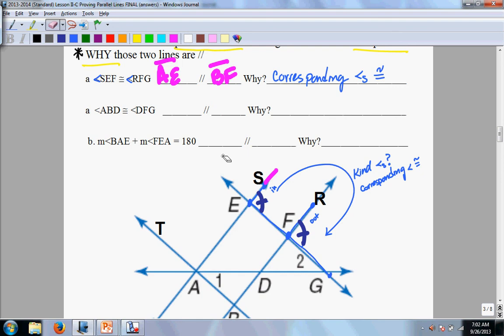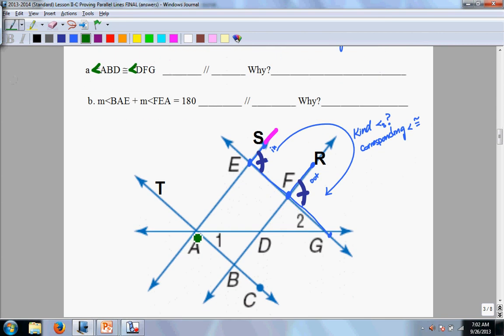All right, let's try another set of angles. I'm going to use green this time, ABD and DFB. So let's do ABE, ABD, trace and sweep is congruent to DFG. So DFG, trace and sweep.